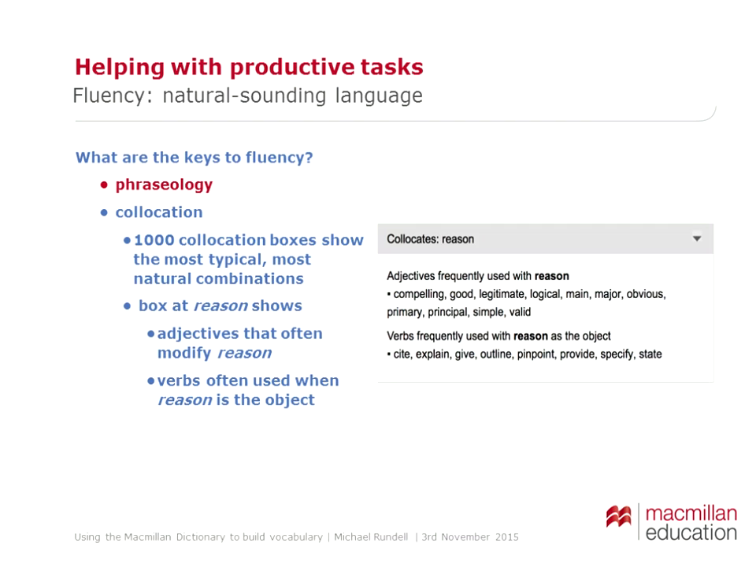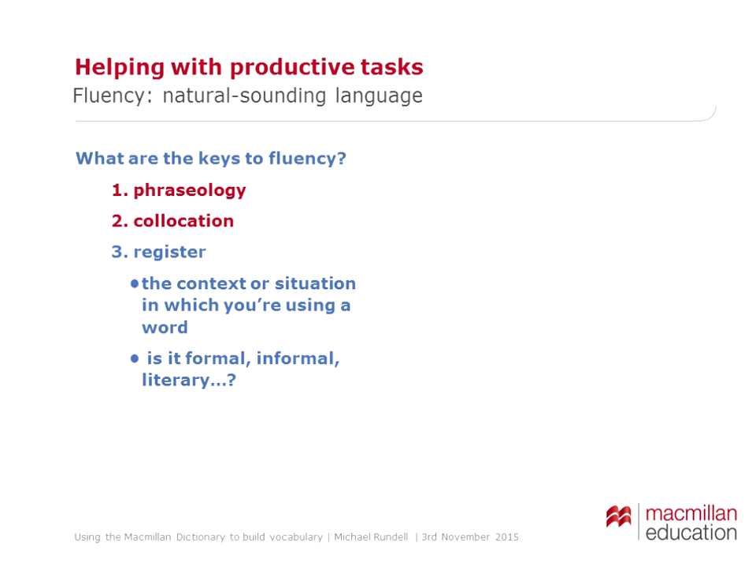These are the words that our language data tells us are the most frequent combinations with reason. The last of the 3 keys to fluency, phraseology and collocation, we've looked at, and then there's the question of register, style. It's about the kind of language that's appropriate in a particular context.